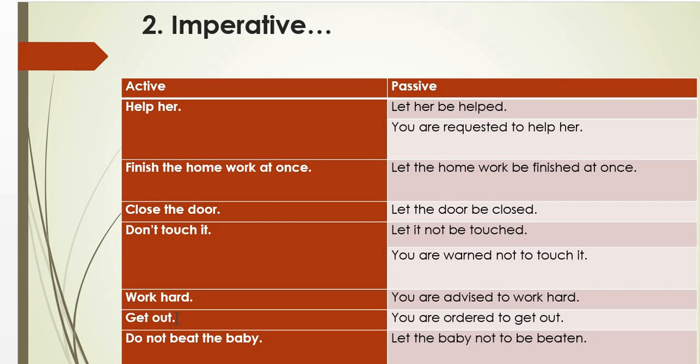Get out. Get out doesn't have an object, but it's still an imperative sentence. By default it has the subject you. That's why we use you are ordered to get out. Don't beat the baby. Let the baby not be beaten. So in passive construction, we have to use our past experience, not only the tense change. We have to focus on our past experience of tense usage.